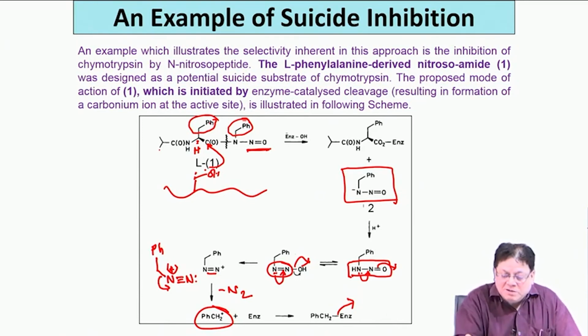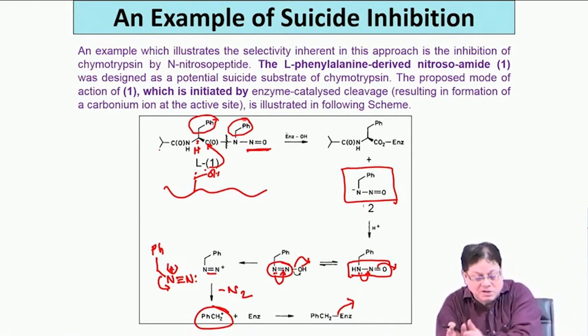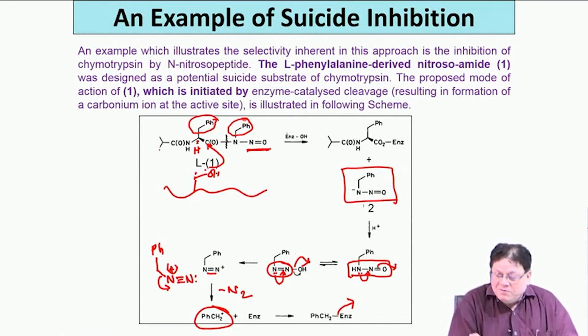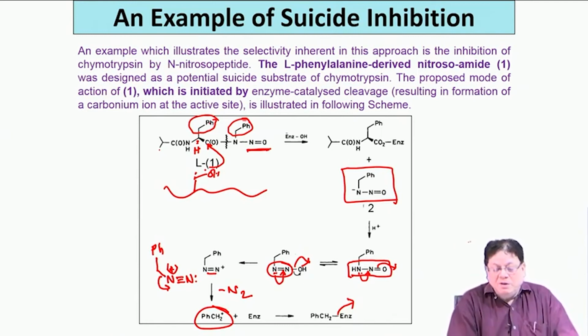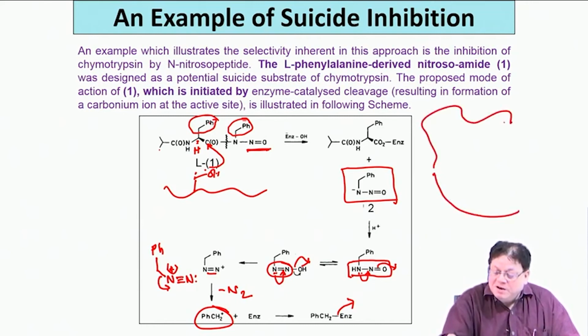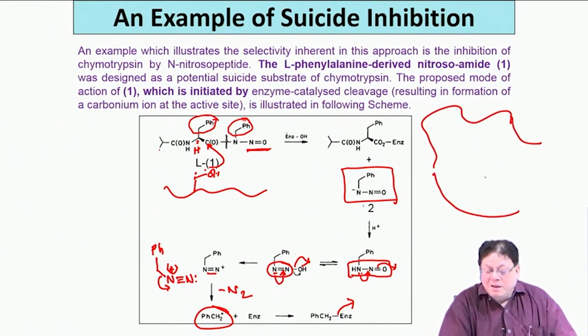That means this part was released, and this part was forming the acyl enzyme complex, and finally this was converted to the CO2H, but it failed to inhibit the enzyme. What happened here? The interesting point is, because he was a brilliant scientist, he realized what is happening here.